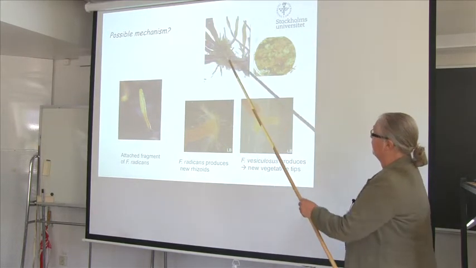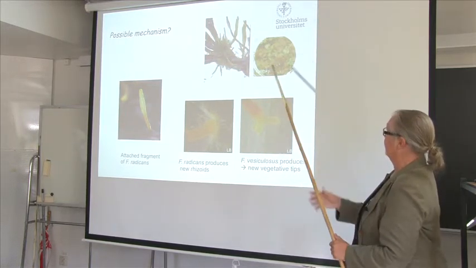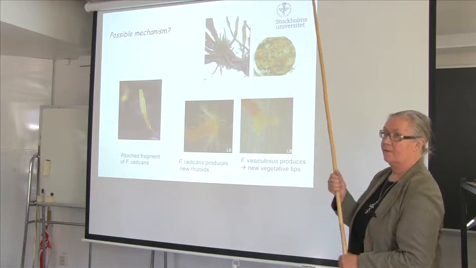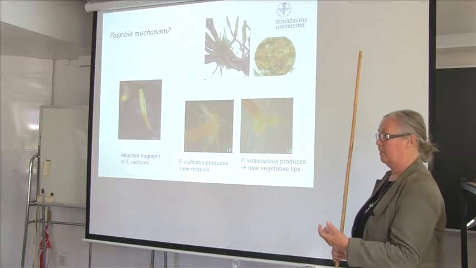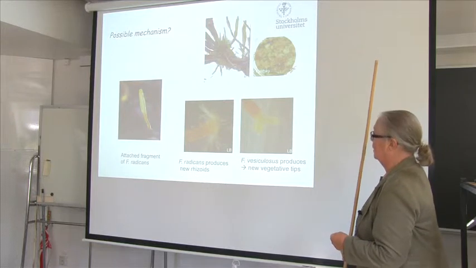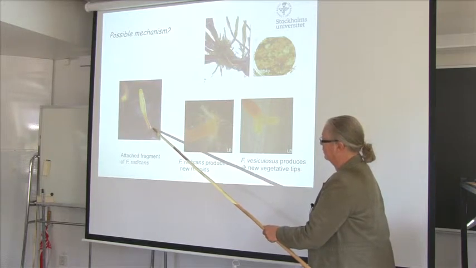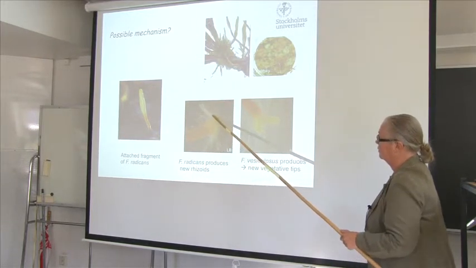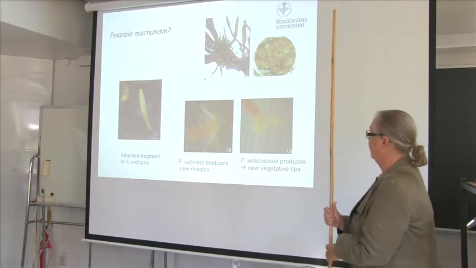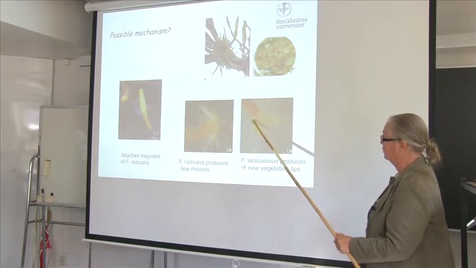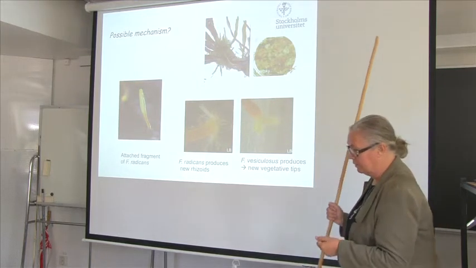And we did an experiment showing that if you take these little fragments that you find on the Fucus radicans, and you cut them and put them on little plates and leave them calm for about 6-7 weeks, then they will reattach. So this is an attached fragment with little rhizoids in the bases, and these are the rhizoids that Fucus species use to attach. Well, if you do that on most of the Fucus vesiculosus, they will just grow new little tips, which will make them free-floating individuals.